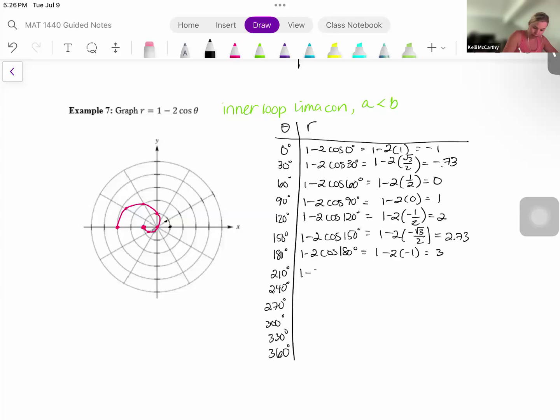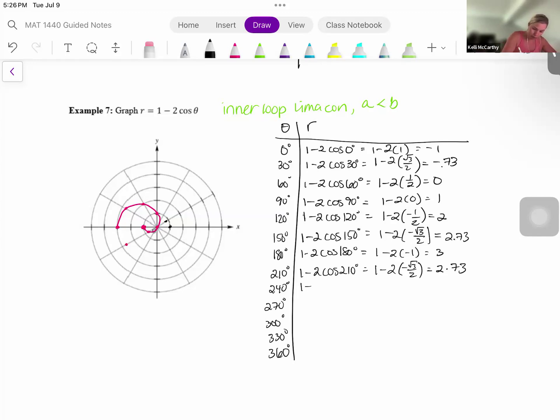210 degrees, 1 minus 2 times cosine of 210 degrees is equal to 1 minus 2 times negative square root of 3 over 2, just 2.73. So 210, we're at 2.73, about there.